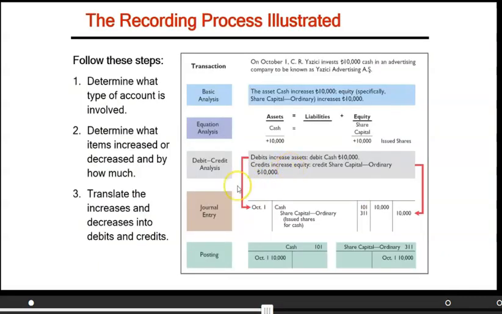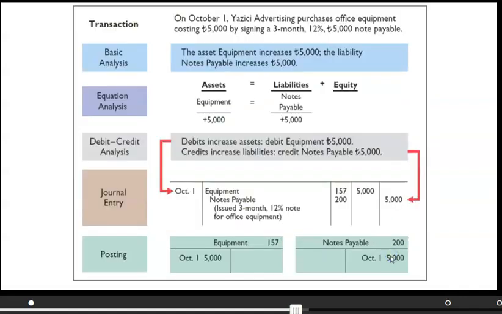So here's the recording process illustrated. October 1st, invest $10,000 in advertising. Well, the asset cash increases $10,000. Equity increases $10,000. So the way we record that in the journal is debit cash, $10,000. Credit share capital, ordinary, $10,000. Then transfer that. When we transfer it, we call that posting. So when we post to the ledger, we go to cash, debit 10, and share capital, credit 10.